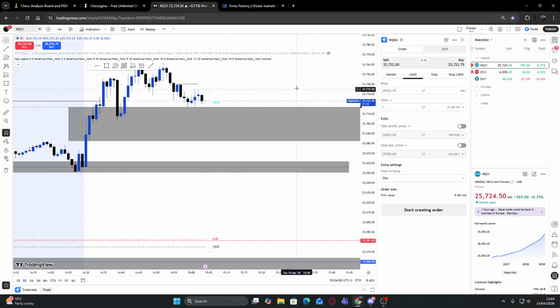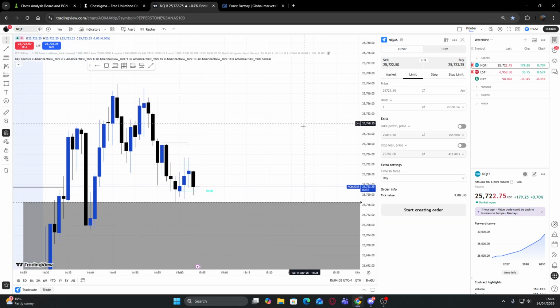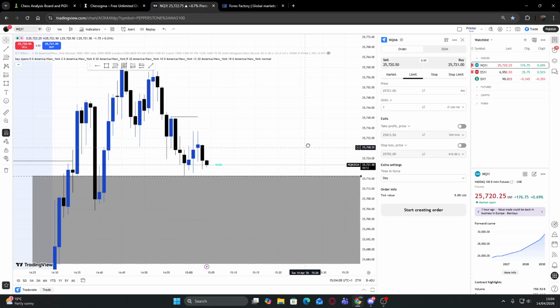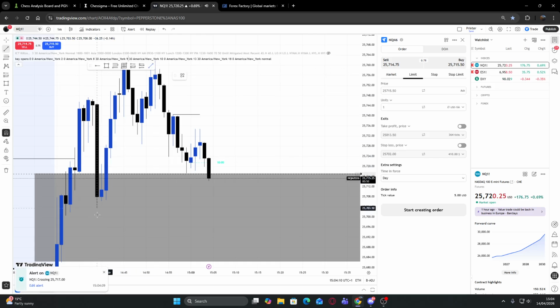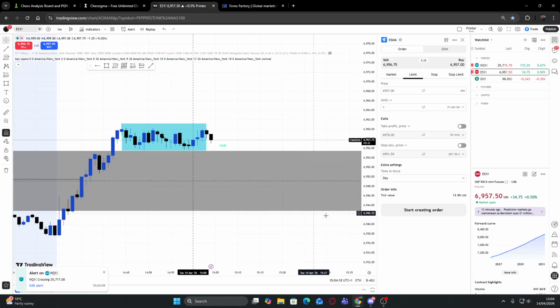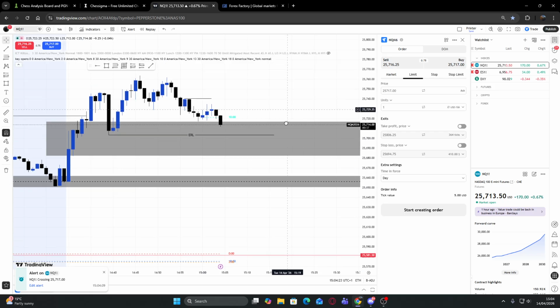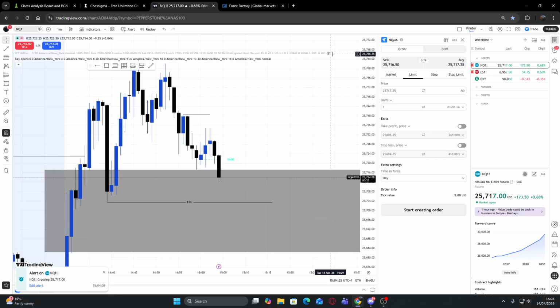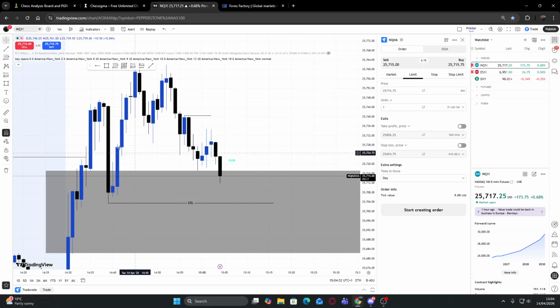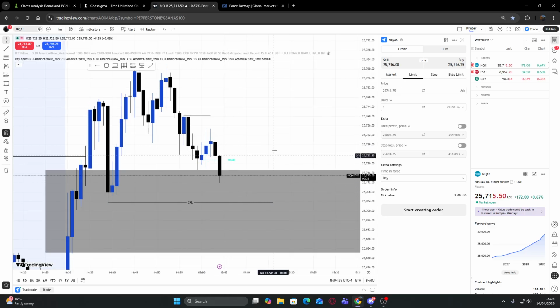As that takes out this low, we get an internal SMT. Engineered liquidity right here. Here we go, EL. That's our engineered liquidity within that 15 minute. We should get a swift move lower now into this ERL. Oh, I've not seen a setup like this in a long time. We're going to get the sweep of this ERL here.